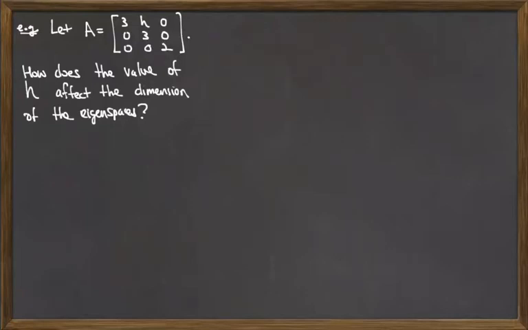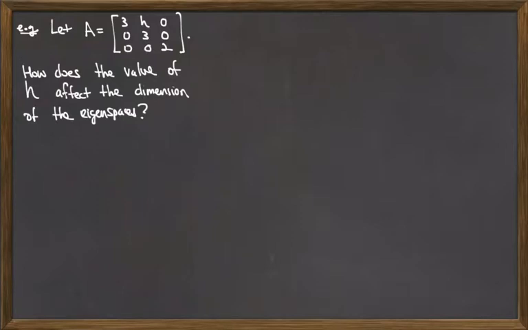In this video, we'll discuss how the dimension of an eigenspace for a given eigenvalue of a matrix can be influenced by the multiplicity of that eigenvalue as a root of the characteristic equation.